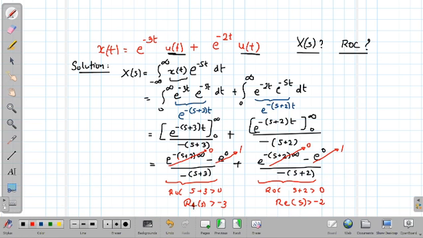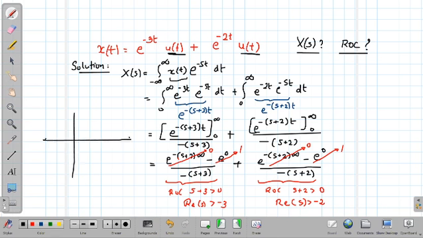So the first term, region of convergence, is real part greater than minus 3. Second term, region of convergence is real part of s greater than minus 2. Okay. So what is the region of convergence of the whole term? So we can see that, so let me draw the s plane.